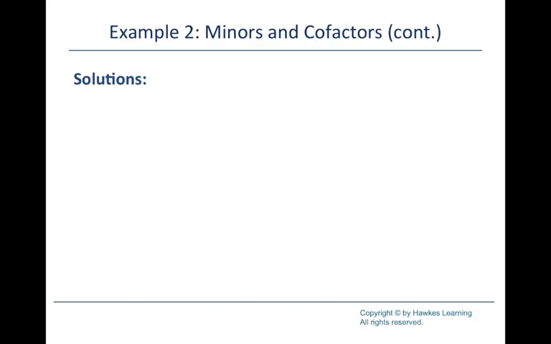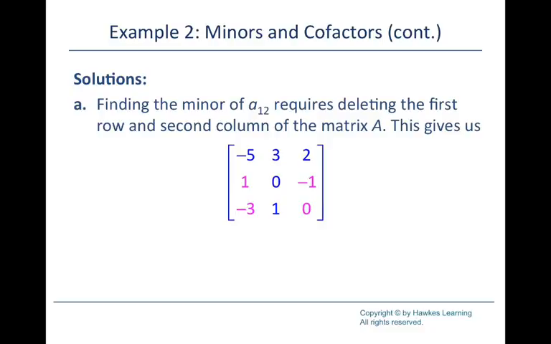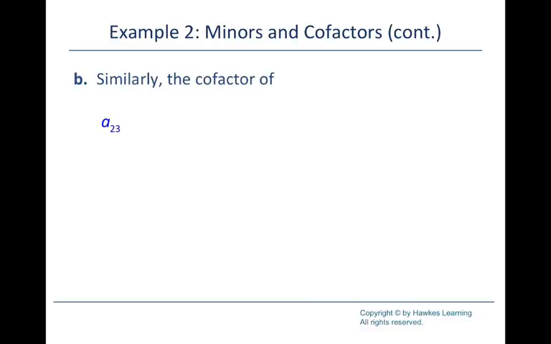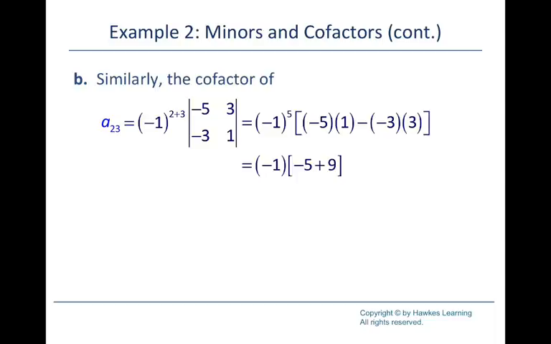Alright, so let's look at what they have to say. They've shown crossed out row 1, and this is for A12, row 1 in column 2. The pink will be the minor, and we've got a value of negative 3, which we did. Now for B, we have the cofactor, which we got, and it came out to be negative 4. So they agreed with us, and that's a good thing. So let's move on.